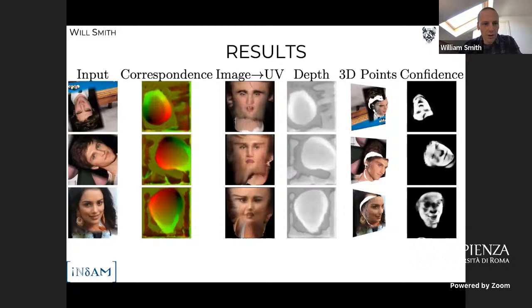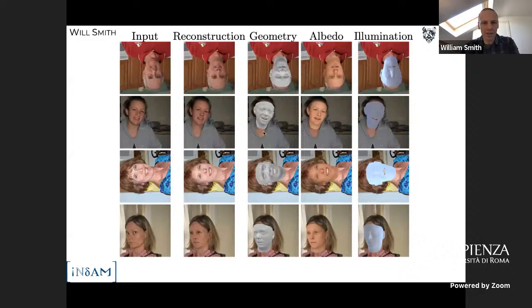So, let me show you what the network predicts. So here's some input images. We've intentionally made this really hard by applying random 2D transformations, but the correspondence prediction is still really robust. This is a mapping of the image into this canonical UV space. This is the depth it predicts. This is the confidence. From those maps, we can then infer geometry shown here and albedo shown here, and the overall reconstruction is shown in the second column. So you can see there's a good match to the input image.